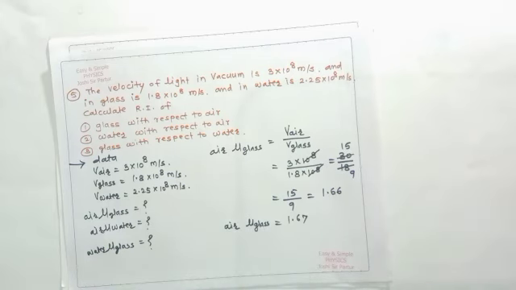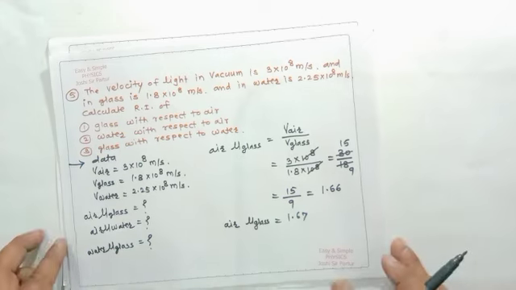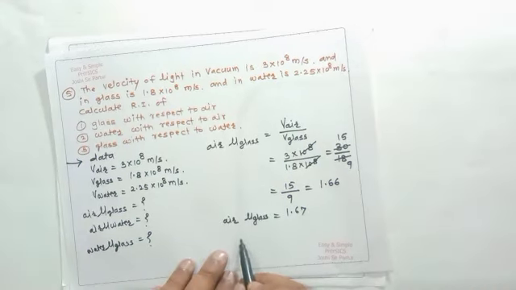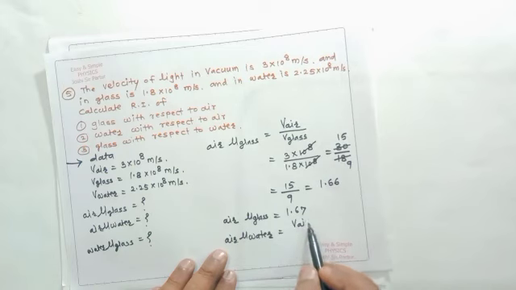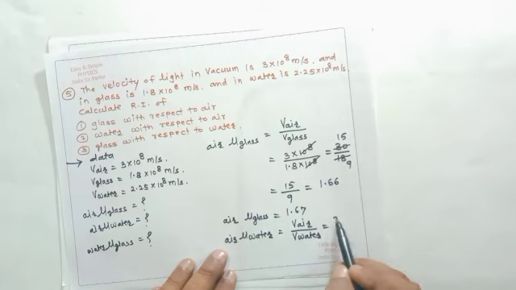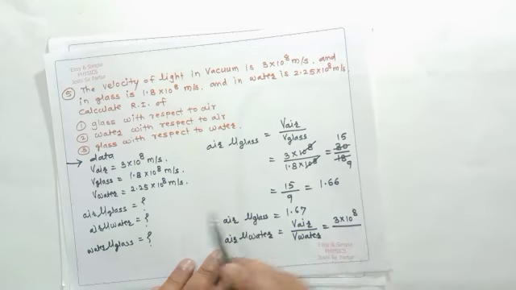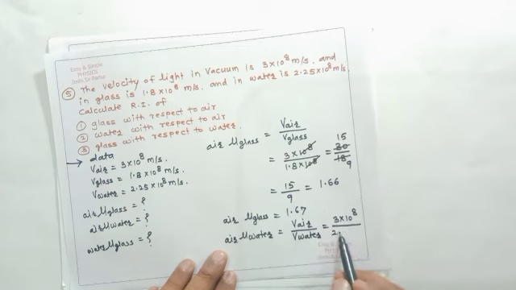But another formula we can use: refractive index of water with respect to air is equal to velocity of light in air divided by velocity of light in water. It is 3 into 10 raised to 8 divided by velocity of light in water, which will be 2.25 into 10 raised to 8. 10 raised to 8 gets cancelled. It will be 3 upon 2.25.